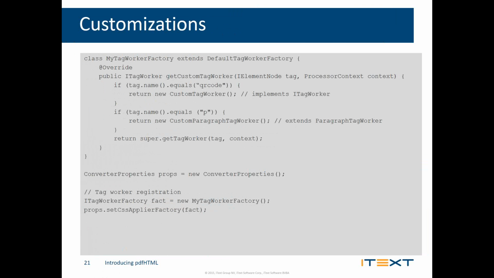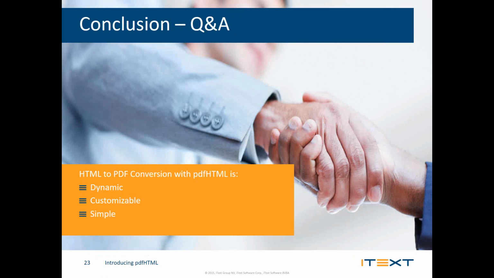So that's basically it for the day. The gist of it: a few pointers that we would like you to remember from this is that pdfHTML is supposed to be very, very dynamic and customizable, and if you don't have a very hard use case, it can be really simple, just one or two lines of code, and you can go from 0 to hero in one line of code.